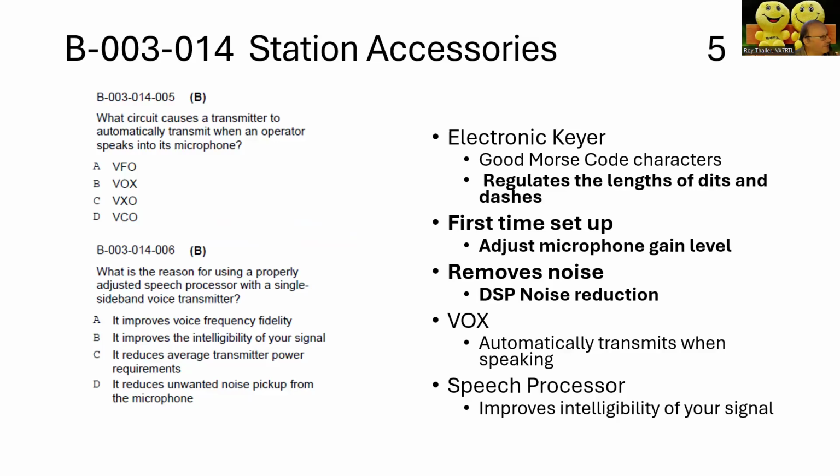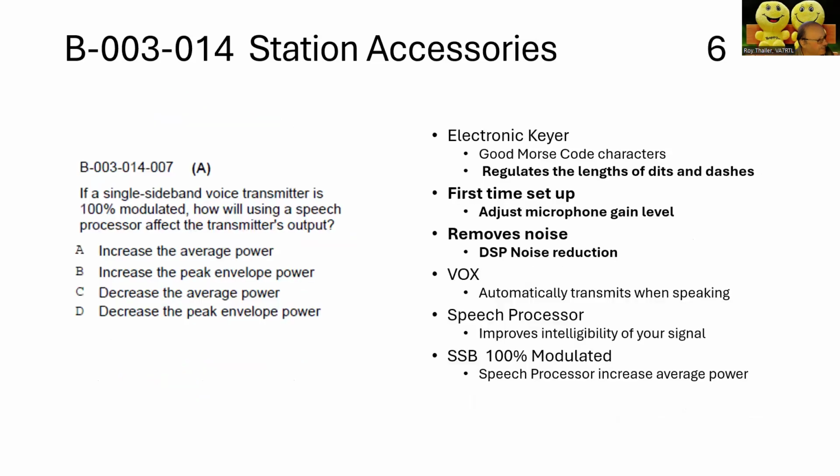What circuit causes a transmitter to automatically transmit when an operator speaks into the microphone? That's known as VOX. What is the reason for using a properly adjusted speech processor with a single sideband voice transmitter? So your speech processor improves the intelligibility of your signal. So B is the correct answer.